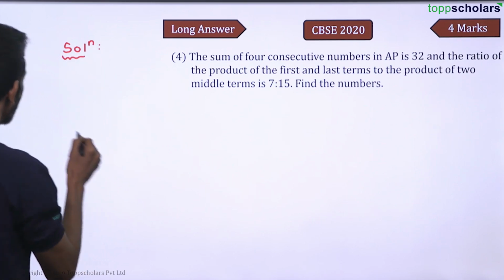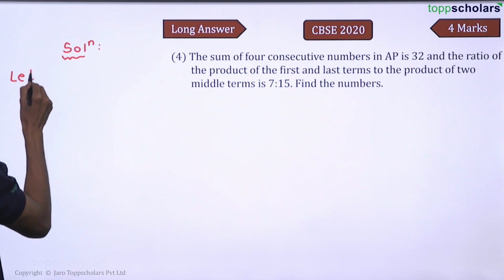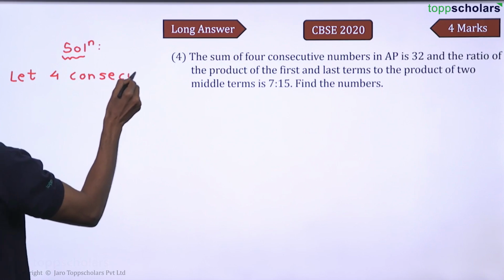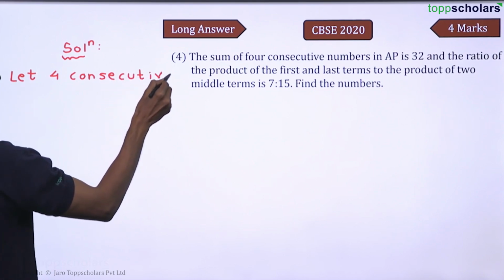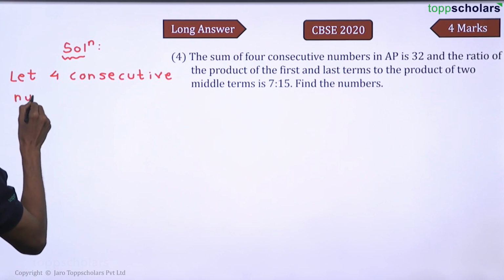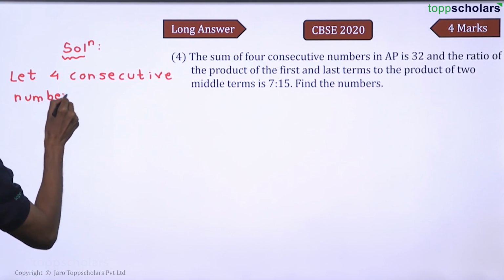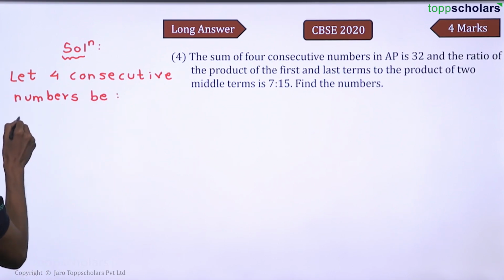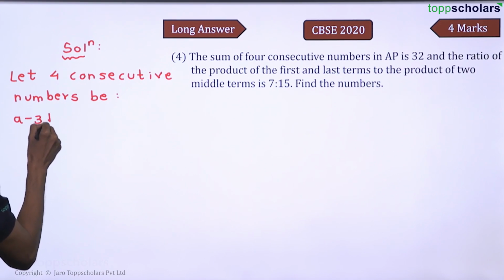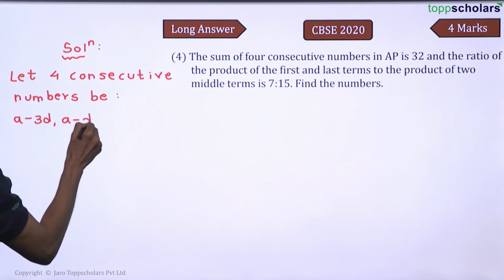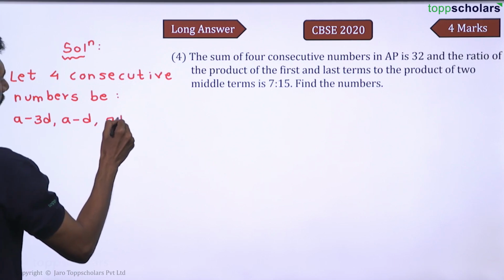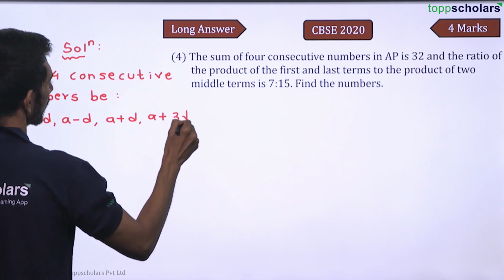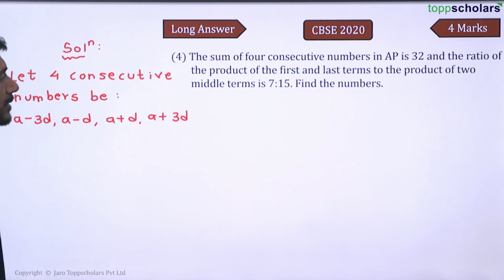So we can say let 4 consecutive numbers be, what are they? A minus 3d, a minus d, a plus d, a plus 3d, right?